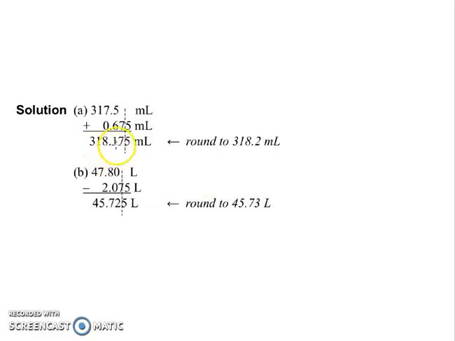So in this example, we want 1 decimal place. We look at this 1. The 7 is greater than 5. Our answer is rounded to 0.2. For the second example, we have 2 decimal places versus 3 decimal places. We end up with 2. For rounding, the 2 will become a 3 because of the 5.